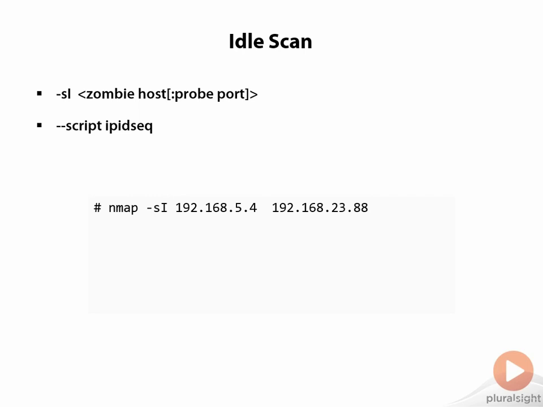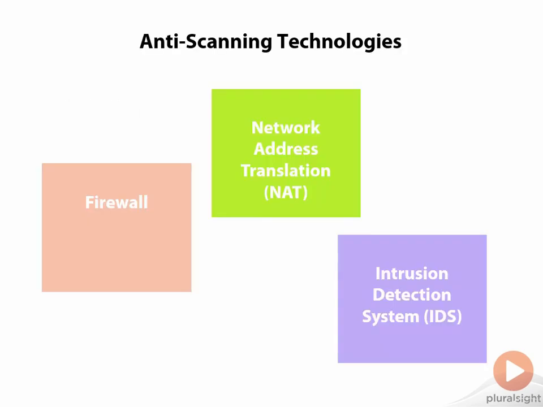An idle scan is enabled like this, where 192.168.5.4 is the idle system, and 192.168.23.88 is our target. Okay, enough about firewall evasion. Let's talk about other things that can frustrate our scanning. Let's talk about network address translation.